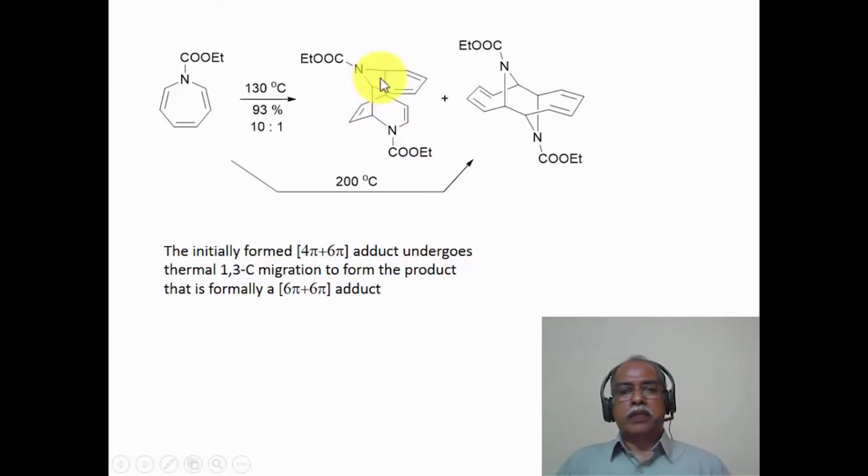The initially formed 4pi 6pi cycloaddition adduct under the reaction condition undergoes a 1,3 thermal shift, a 1,3 carbon shift. If you consider this carbon-carbon bond, this can undergo a 1,3 shift to this particular carbon with a concomitant migration of this double bond to the next position, resulting in the formation of a 6pi 6pi cycloaddition product. So there are two reactions that are involved. The initially formed 6pi 4pi cycloaddition adduct is this particular adduct. This undergoes a thermal migration to give a formally 6pi 6pi type of cycloaddition product, which is this centrosymmetric molecule that is shown in this particular case.